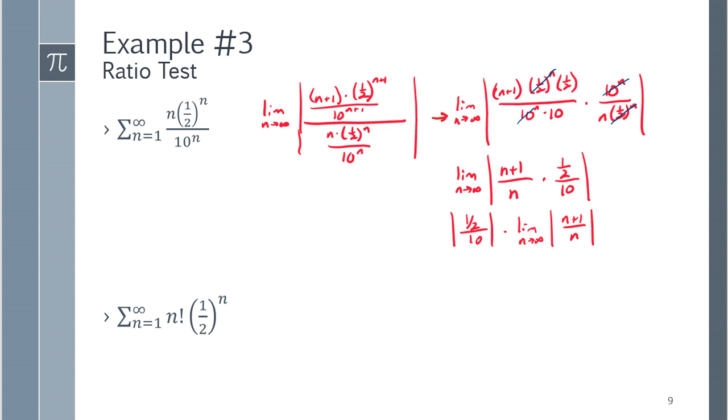I can use an n behavior model because n is going to infinity, or I could do L'Hopital's rule because n plus 1 is going towards infinity and n is going to infinity. Either way, if I do n behavior models, this is n over n, which is 1. I get that this limit is going to equal 1/20th, or the absolute value of it, which is still 1/20th. Well, that is less than 1, so this must converge by the ratio test.